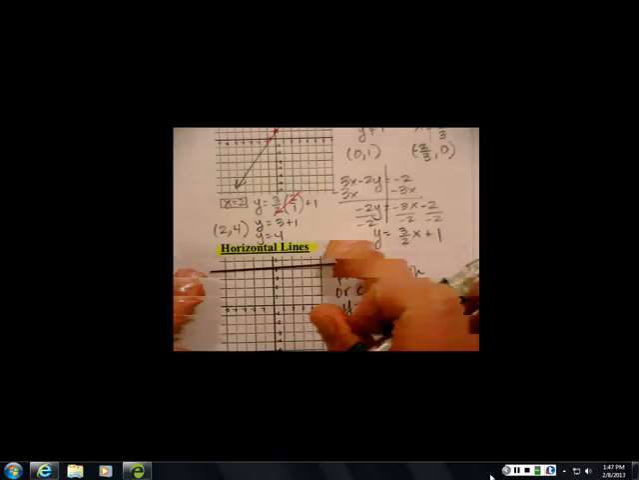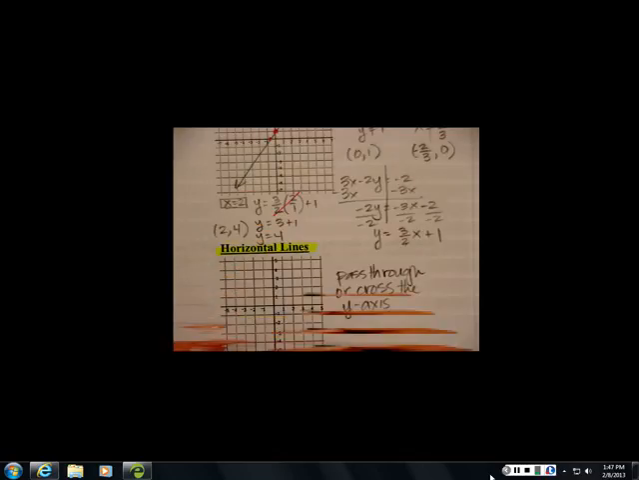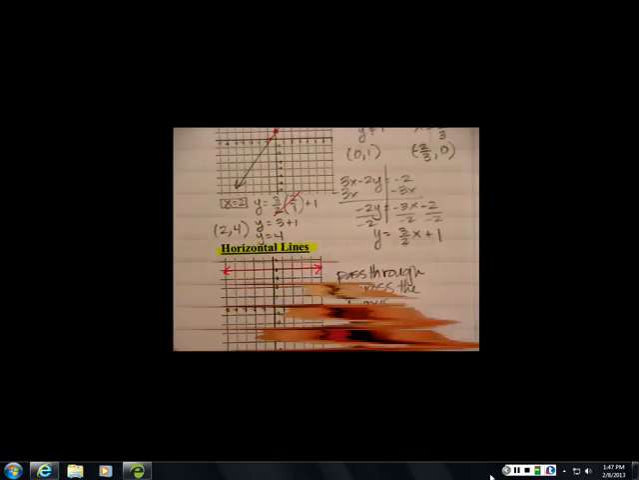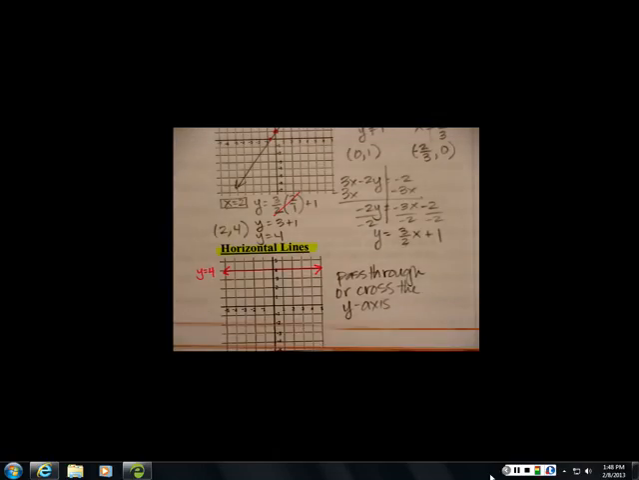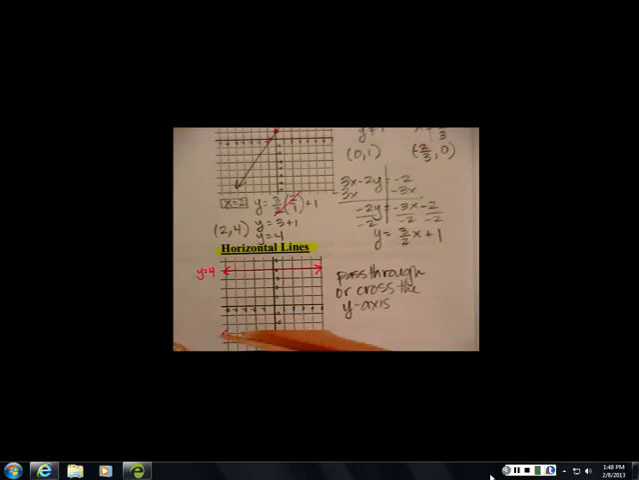Okay, what do you think the equation of this line would be? It cuts through the y-axis at 4. This graph has the equation y equals 4. Let's do another one. That line is passing through which axis? Well, it passes through the y-axis. And where does it pass through the y-axis? It passes through the y-axis at negative 3. So that would be the equation of that line.